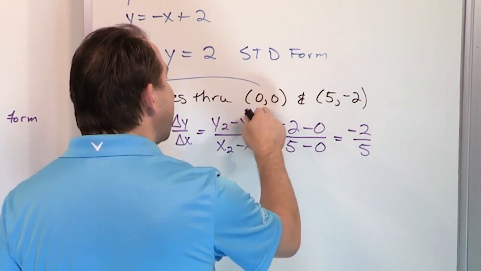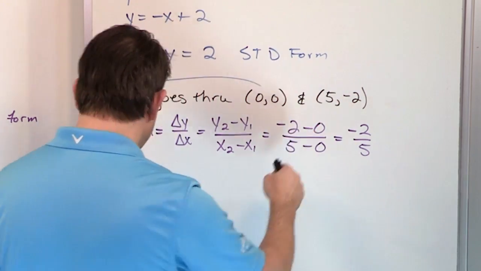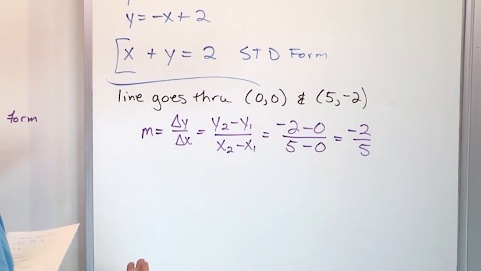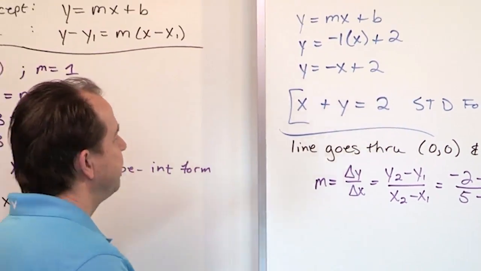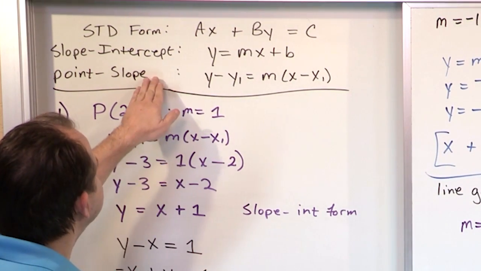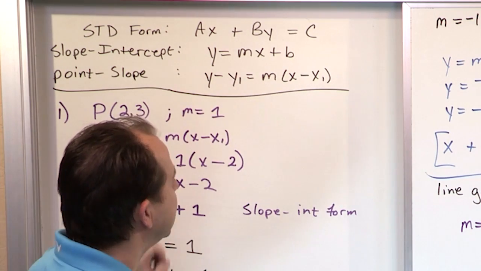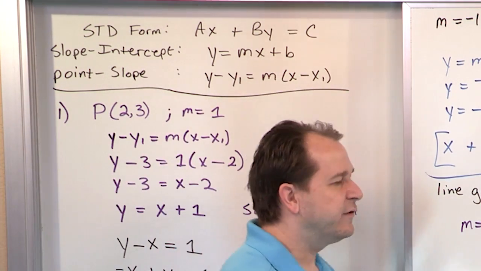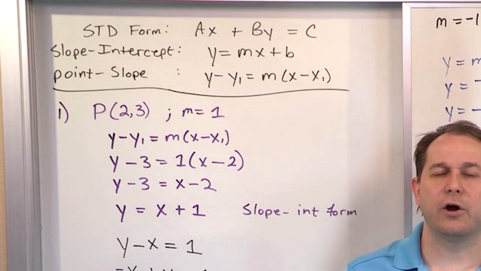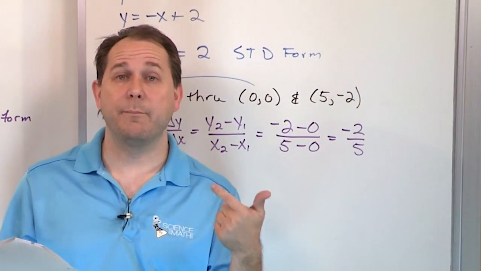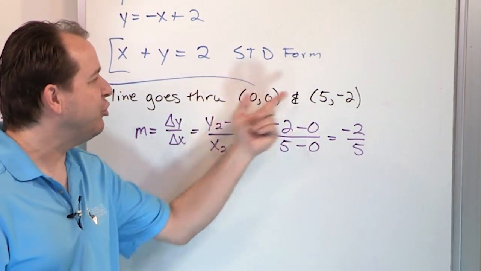Now, I wasn't given the slope, but now I know the slope. And I know not only 1 point, but 2 points, so I have some choices here. I'm going to go ahead and use the point-slope form of the line, which is this one right here. To use that form, all you need to know is the slope and a point on the line. But I know 2 points on the line.